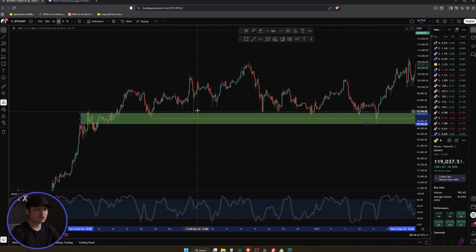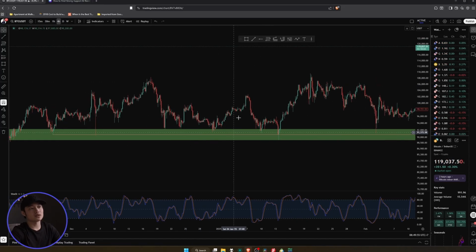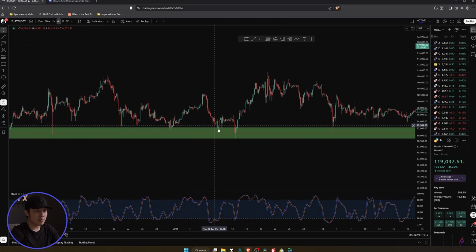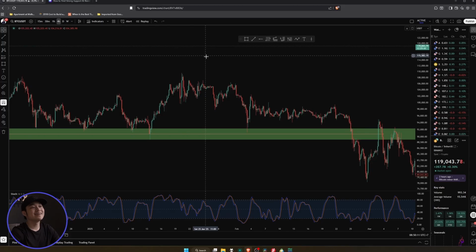So it was multiple retests of a demand zone right here. It rallies again, it bounces again, it rallies again, it bounces again, it rallies again, and the final one, it bounces again. Make a double bottom right here, and of course it makes another momentum divergence on the stochastic. It bounces again, and it makes a retracement, and it makes a valid rejection right here.